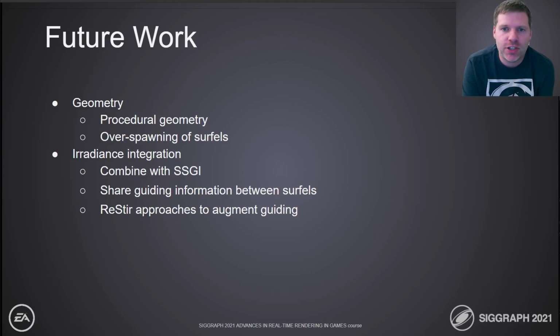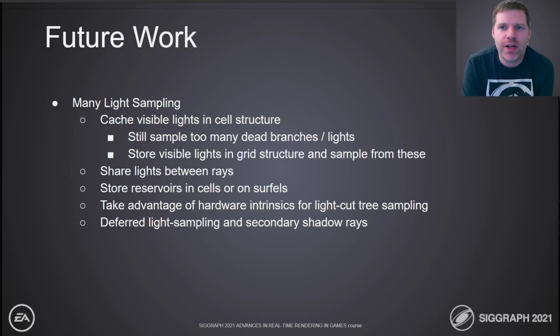We are investigating sharing guiding information across surfels in order to get a better picture of where to send rays. And we are investigating using ReSTIR-like approaches to help augment ray guiding. We still end up selecting too many dead branches or lights. If we can store visibility of our lights in our cell or voxel data structures, then we can vastly limit the lights we need to consider per ray hit.